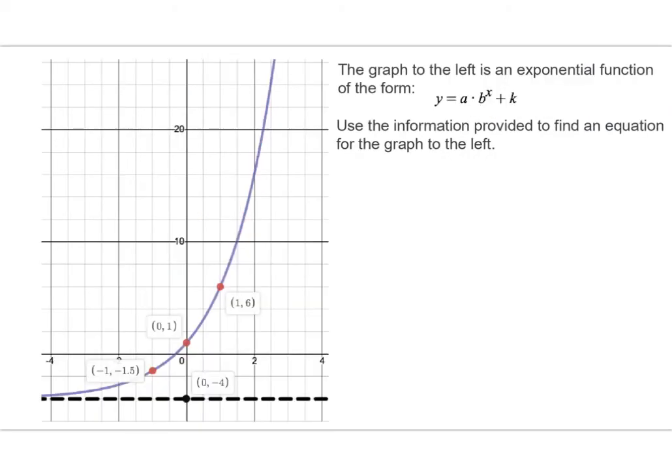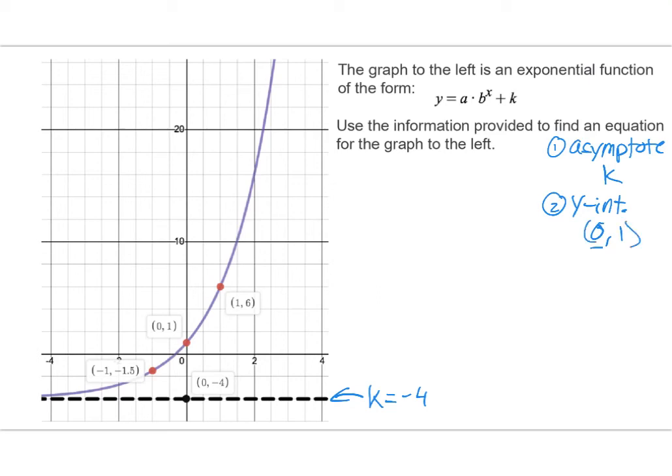We also have to be able to work backwards, and this is going to go step by step. So first we're going to use the asymptote. The asymptote is always equal to k. So in this case, we have -4, and that's going to get us our k value very quickly. Then we are going to use our y-intercept, because that's going to help us get our a value. And the reason that we're using that is that we can plug 0 in for x, which is really helpful. So let's do that now.